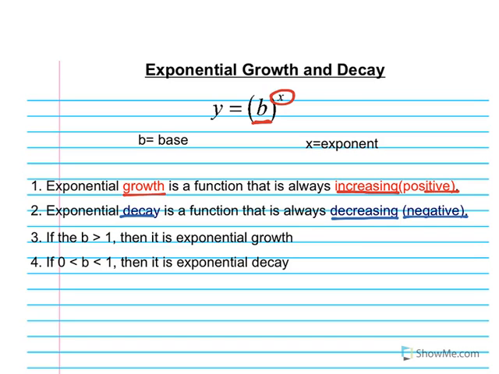And the way you can tell just from an equation whether it is growth or decay is you simply look at this b number. If this base is greater than 1, it is growth. If the base happens to be less than 1, it is decay. So the number that has the exponent attached to it is the number that determines whether or not it is growth or decay, increasing or decreasing.